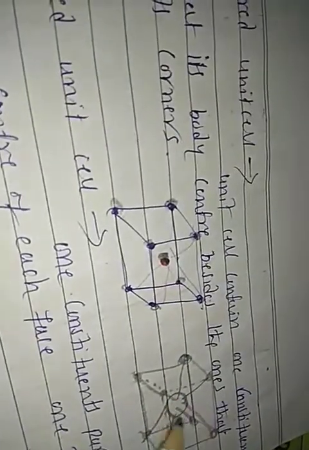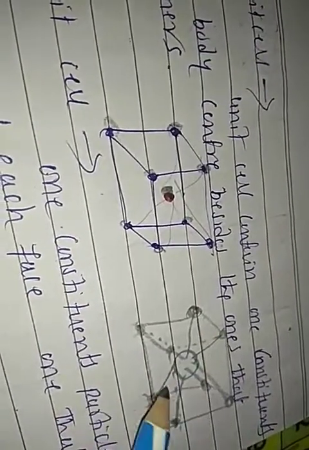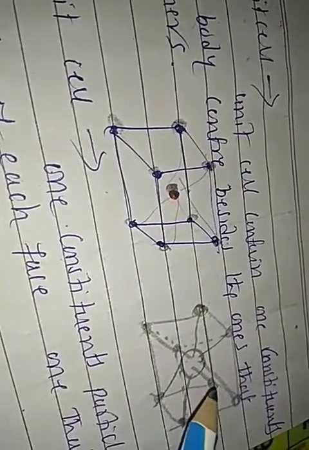A floor and a roof from which four threads are connected to the balloon. So that is what we call the body centered unit cell. The center of the body is the central part of the body. A room in which the balloon is in the central part of the room.